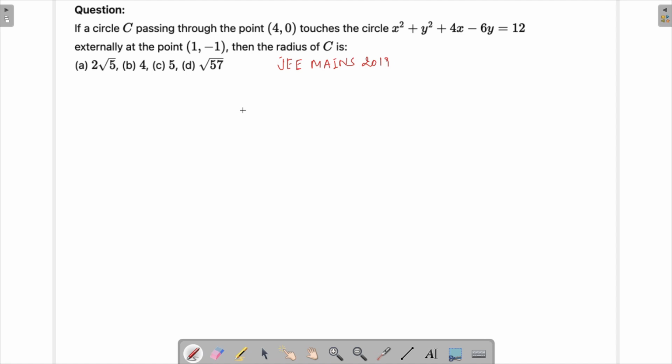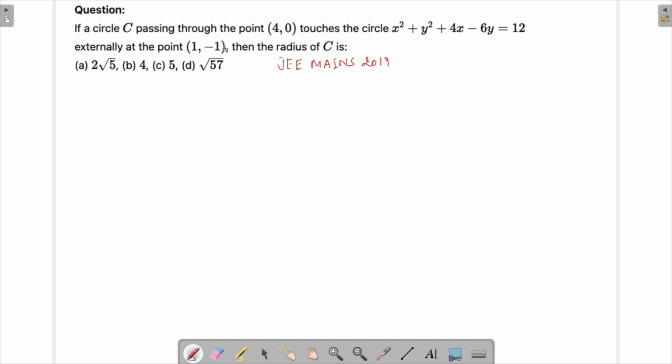All right, so we are trying to solve this problem which appeared in JEE Mains 2019. In this question, we have been asked to find the radius of a circle C, where the condition for circle C is that the circle is touching another circle at the point 1, minus 1, and the circle is also passing through the point 4, 0.